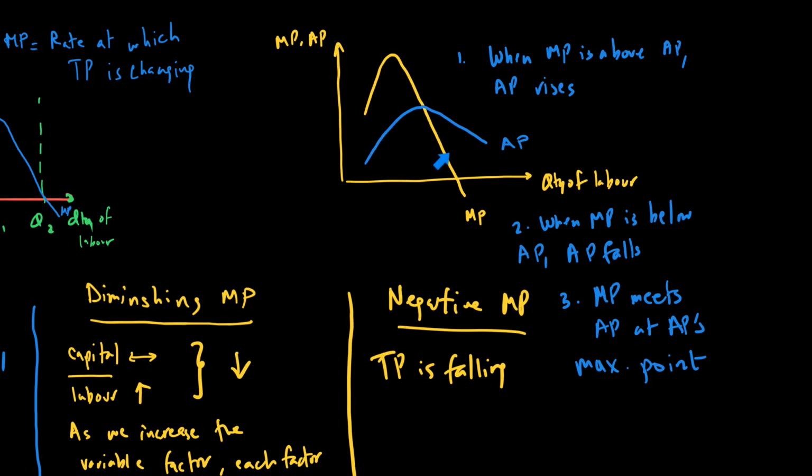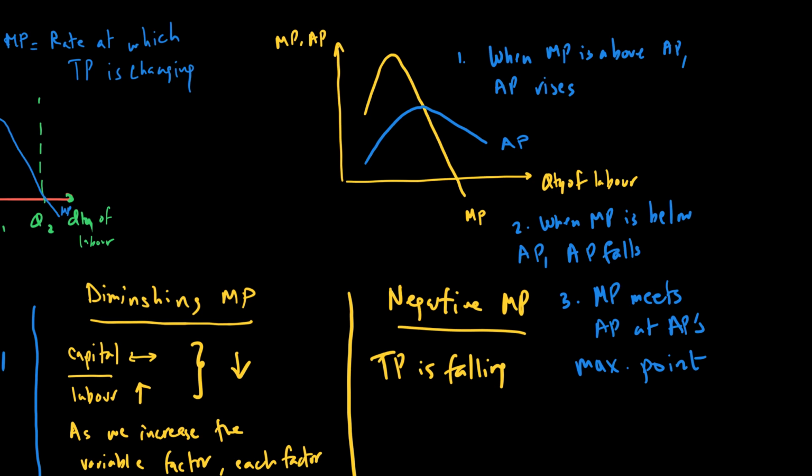Every time you do worse than your average, when MP is below AP, when marginal is below average, you will pull down the average. So that explains the first and the second point. When you do better, the average goes up. When you do worse, the average goes down. So when MP is above AP, it pulls up AP. When MP is below AP, it pulls down AP. MP is simply the extra output from each worker, while AP is the average output. So when MP is above AP, AP rises. When MP is below AP, AP falls.